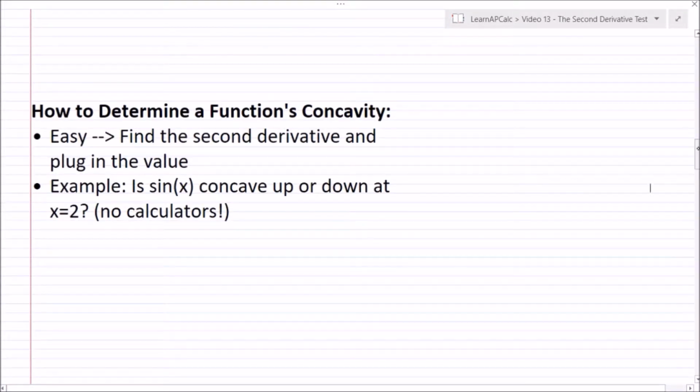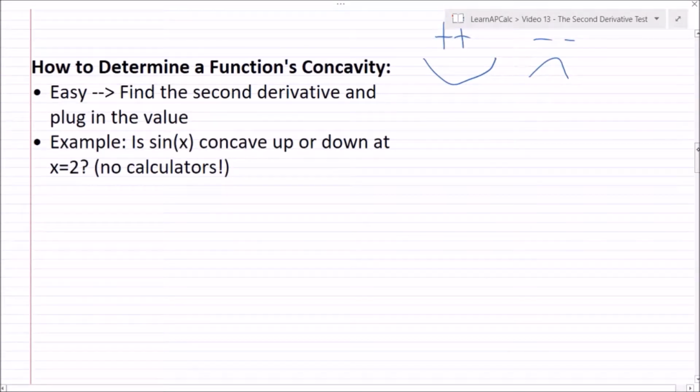Alright, so now let's talk about how to determine a function's concavity. And this is actually pretty easy. We just want to find the second derivative and then plug in our value, and whatever the second derivative is will tell us whether we're concave up or concave down. Remember, up is happy, down sad. So in this example, is sine of x concave up or concave down at x equals 2? And don't use your calculator for this one.